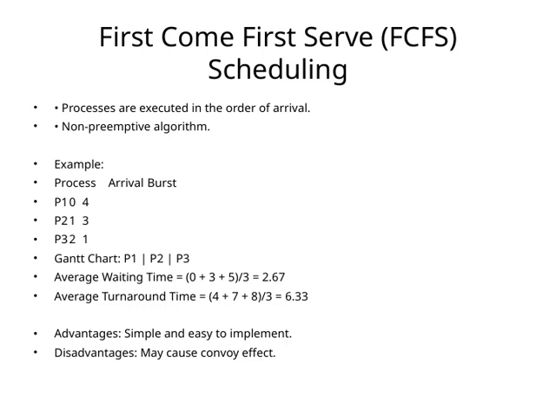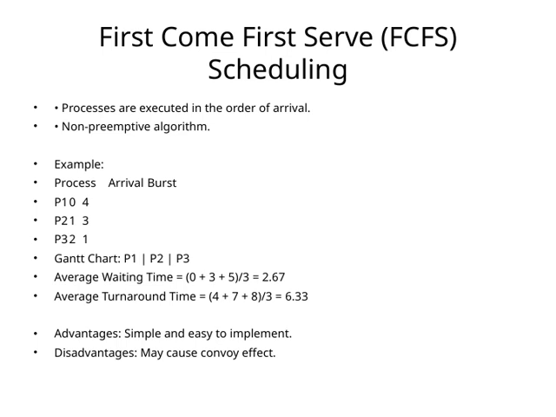Now let's talk about the first-come, first-served scheduling method, or FCFS for short. In this approach, processes are executed strictly in the order they arrive. So the process that arrives first gets executed first, then the next, and so on. It's a non-preemptive algorithm, which means once a process starts executing, it runs until it finishes. It doesn't get interrupted by other processes.